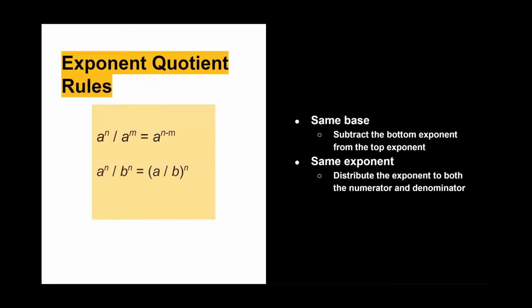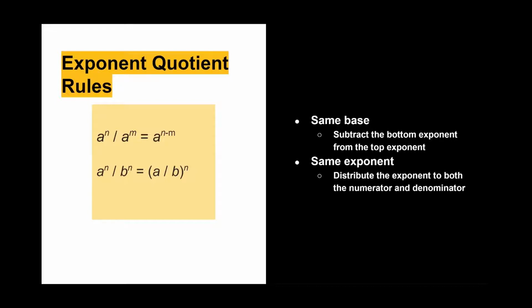So then we have the quotient rules. For the one above, we have the same base rule. For this one, you subtract the bottom exponent from the top exponent. In this case, the same base is a, the top exponent is n, and the bottom is m. So you would have a raised to n minus m.